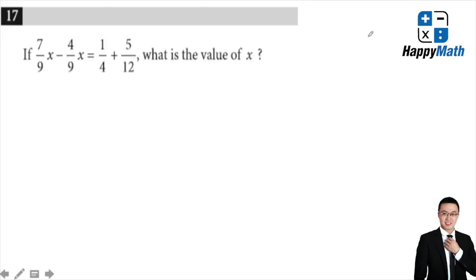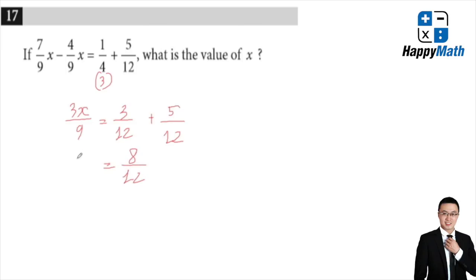17. Here, what is the value of x? It means you have to find x. Okay, 7x minus 4, you get 3x divided by 9. And 1 over 4, I will change the denominator here to 12, multiplying by 3. 3 over 12 plus 5 over 12, and here is 8 over 12. You got 3x over 9, which means x over 3.